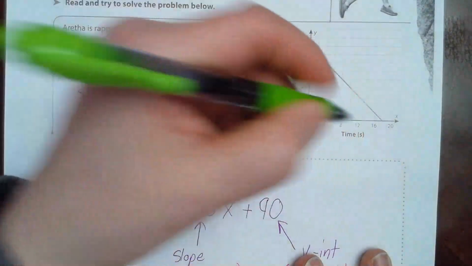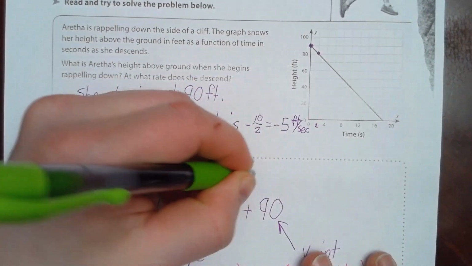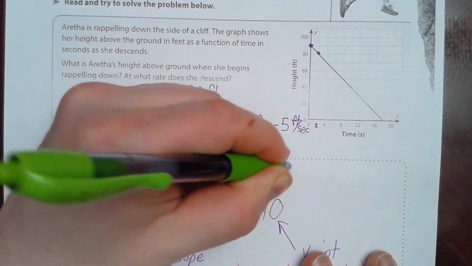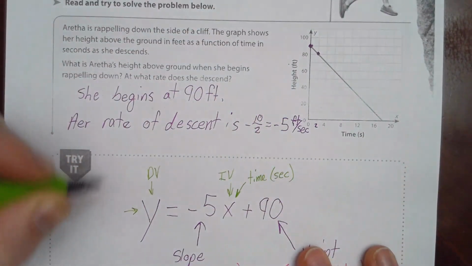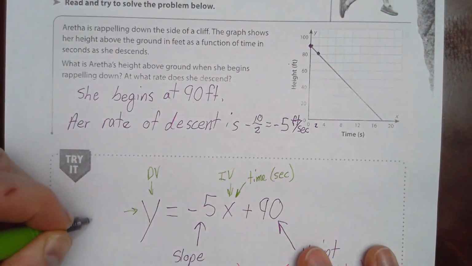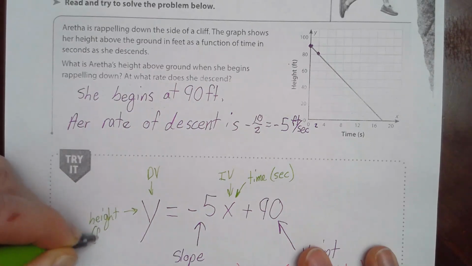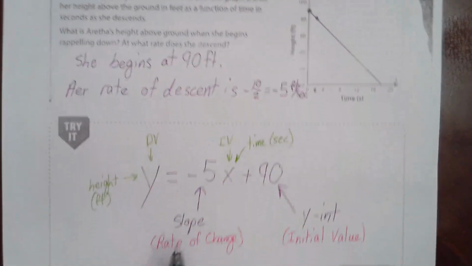But in context of this problem, x is specifically talking about the time in seconds, and the y is specifically talking about, we're just looking at the y-axis there, the height in feet.